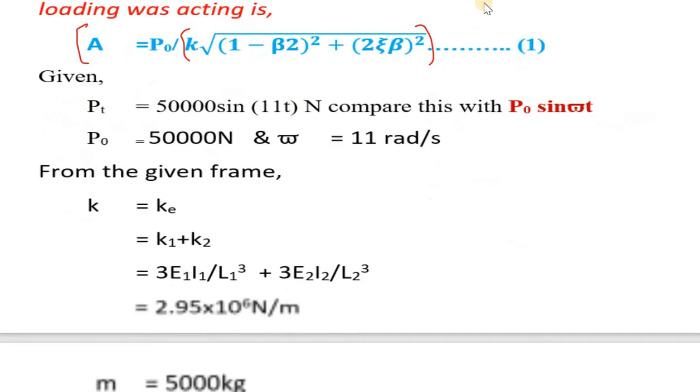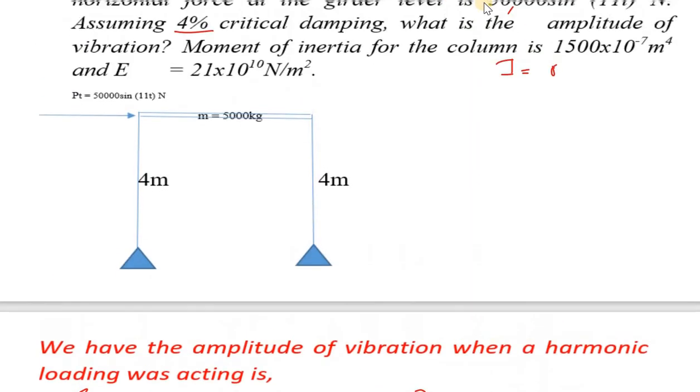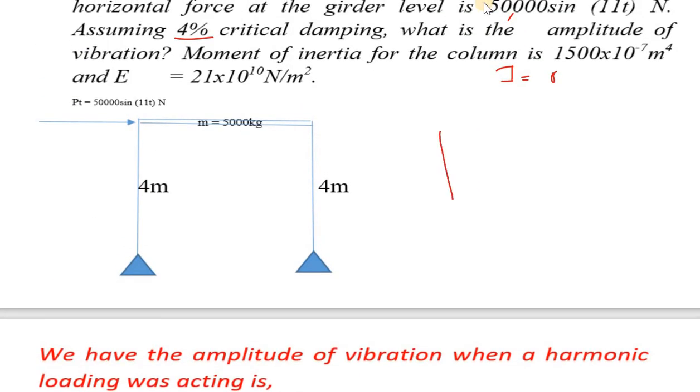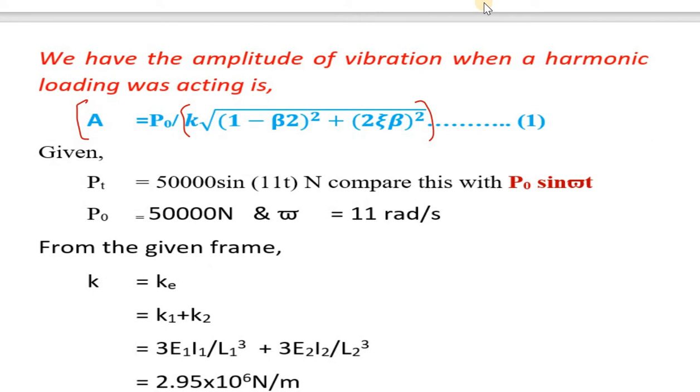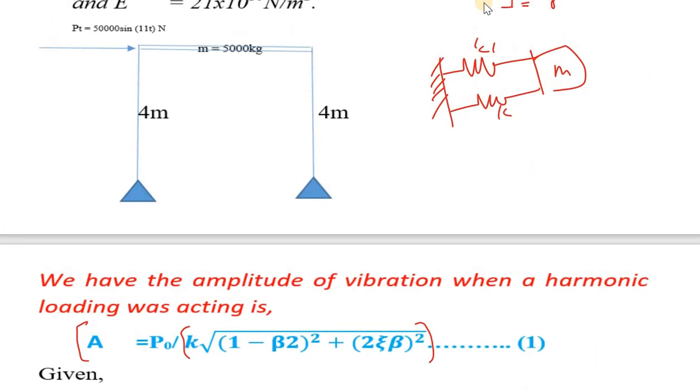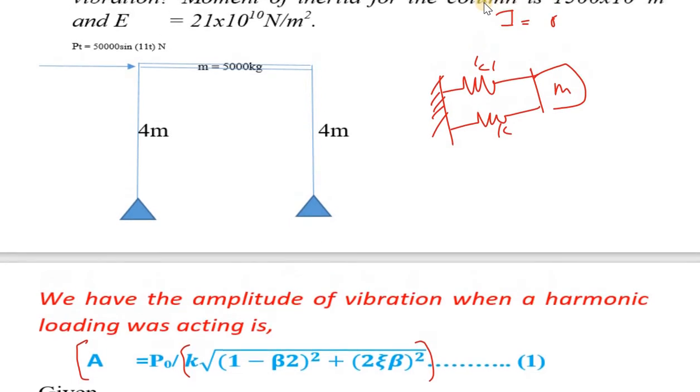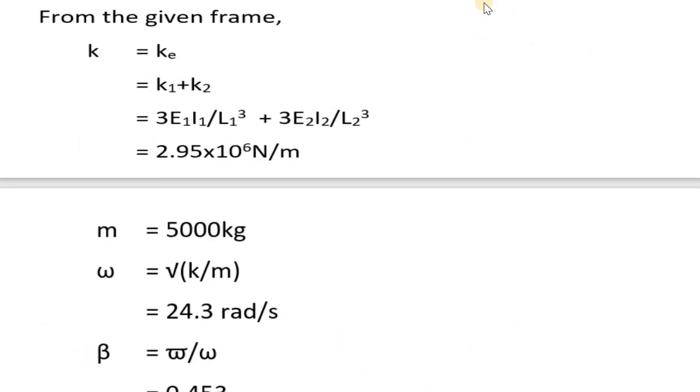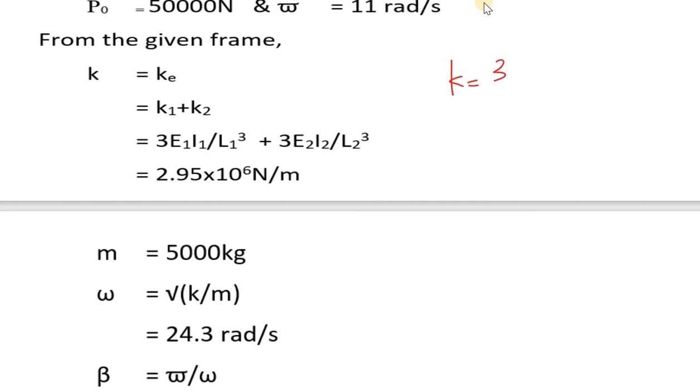Now, this is important: here I am having two columns. This will be my model, K1 and K2. Since they are in parallel, the value is K1 plus K2. What is the value of K1, K2? This one you need to understand. Here it is a pinned end, so the K value is equal to 3 EI by L cube. You need to know this K value.